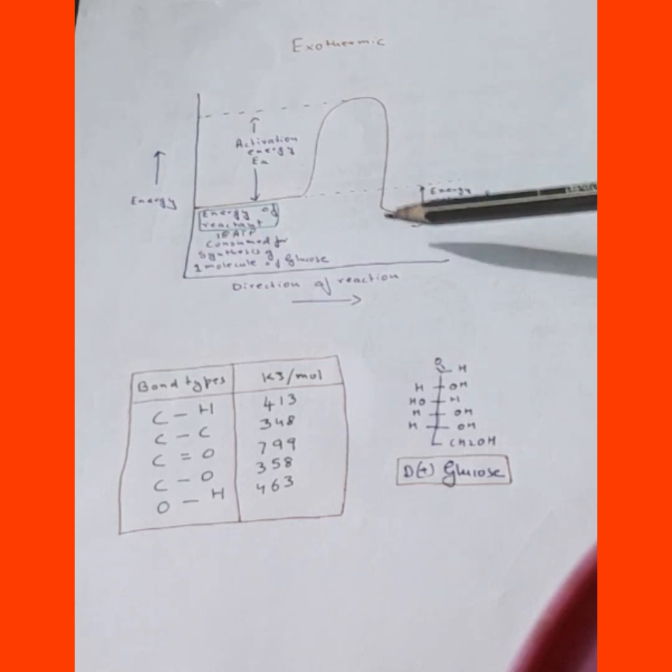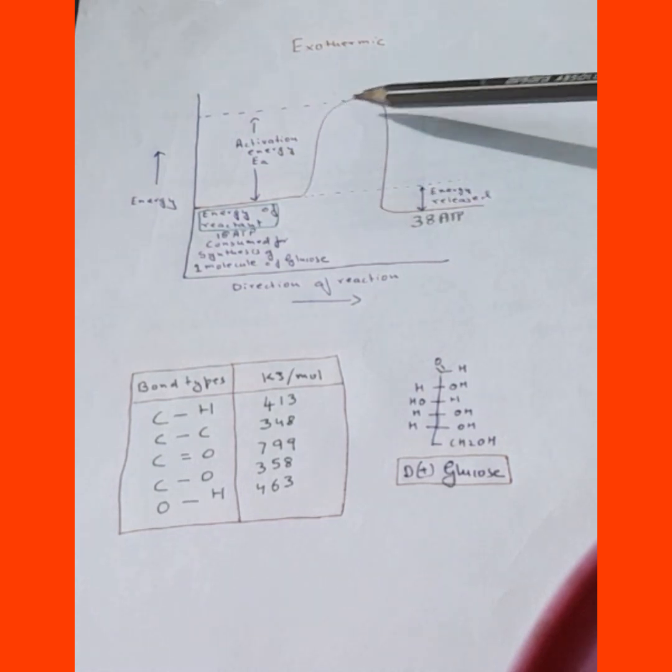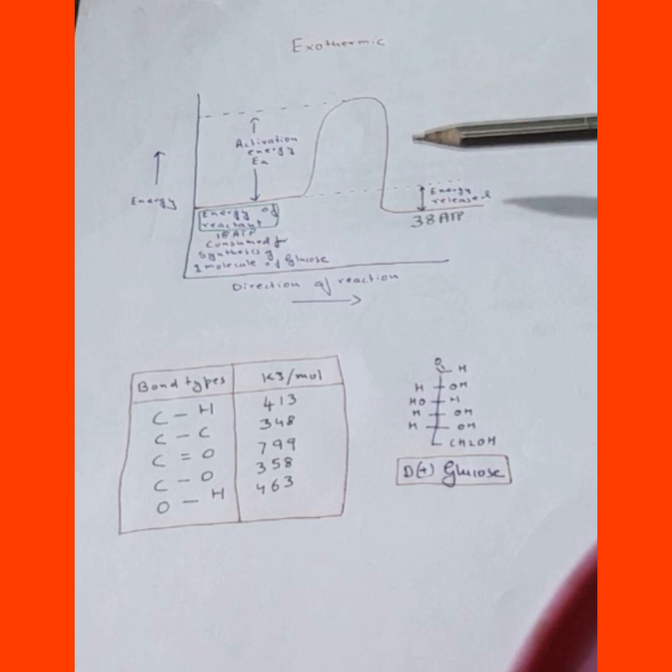So we are concerned with ATP here because it's an energy profile. So while metabolism of glucose, 38 ATP molecules are generated. Alright, 18 consumed, 38 generated. So this becomes an exothermic process where energy is given out. Alright, now you may be wondering, when glucose is being broken down, from where does that energy come?